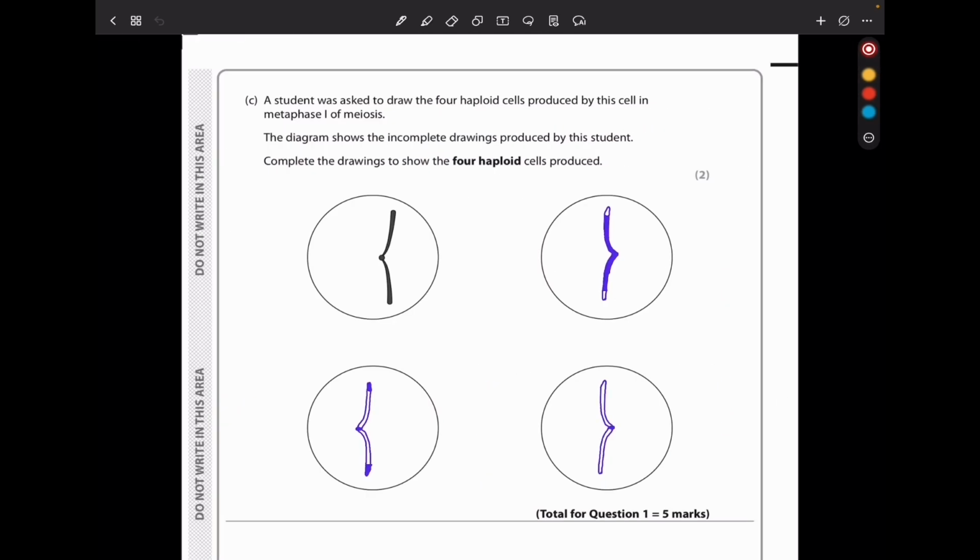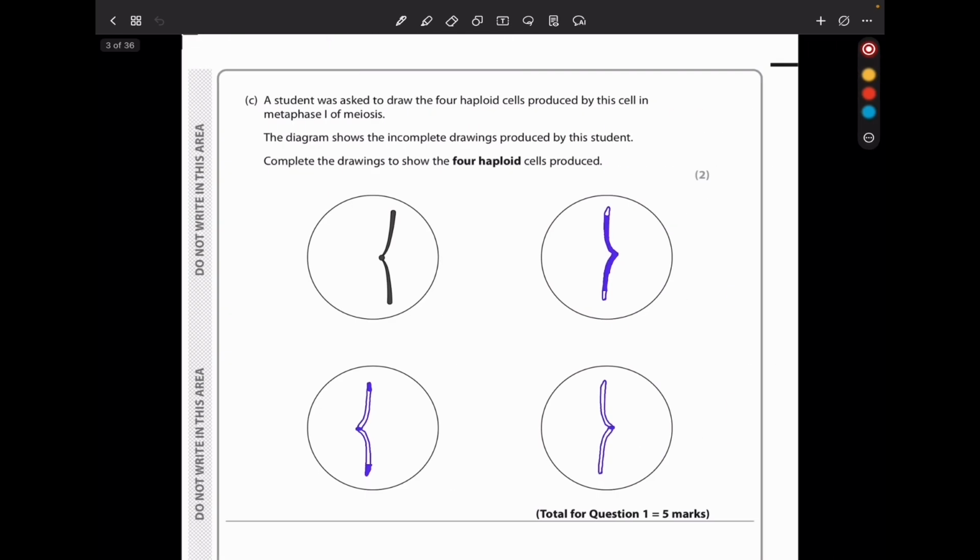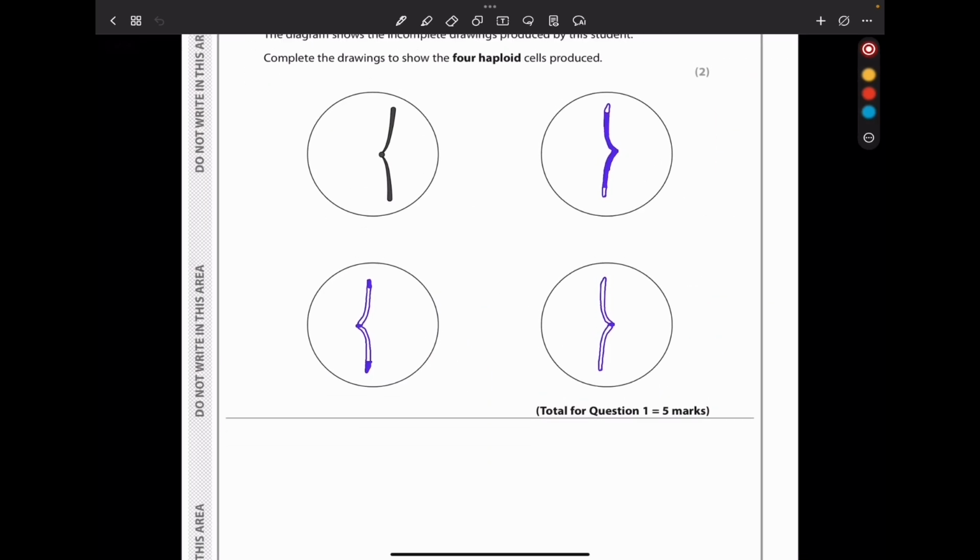In part C, a student was asked to draw the 4 haploid cells produced by this cell in metaphase 1 of meiosis. The diagram shows the incomplete drawings produced by this student. Complete the drawings to show the 4 haploid cells produced. So if we go back here, we're going to have one like that, the next one like this, and then one like that, and the last one like that. So one has been drawn for us, which is this one here. The rest are the ones I drew here. Based on the information that we have, this is what I have here. So this brings us to the end of question 1. Let's continue to question 2.